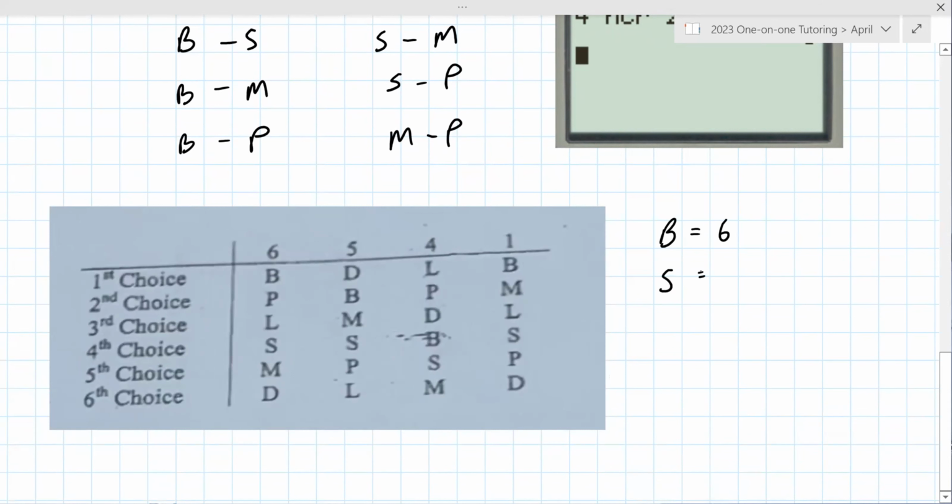And when you look in the second column, which is higher, B or S? B. So that's 5. I'm using the number on the top there. Third column, B is higher again. Fourth column, B is higher again. So B wins B versus S. Now the frustrating thing here is all that is irrelevant. Now you go B versus M.